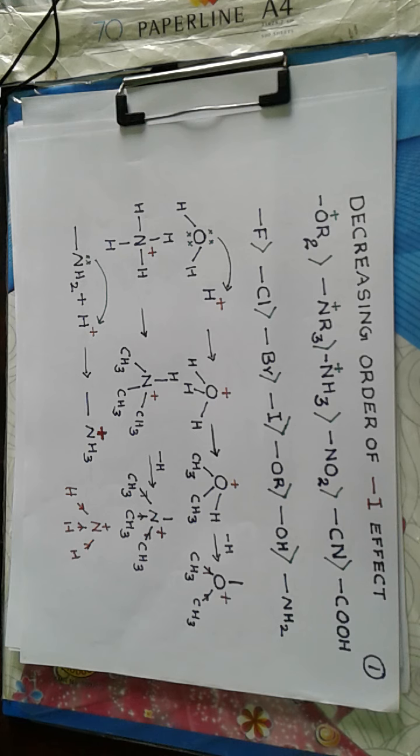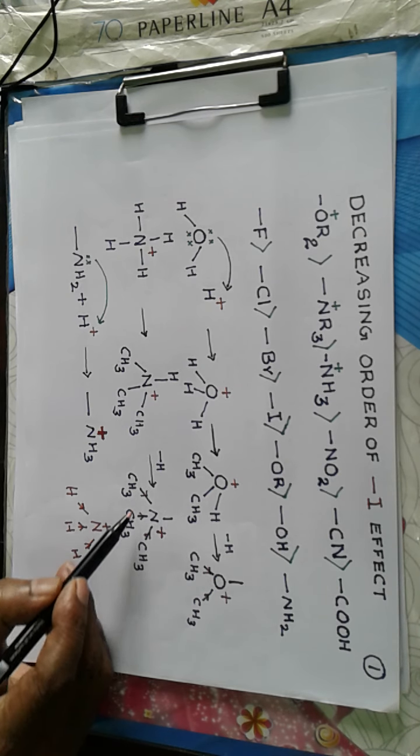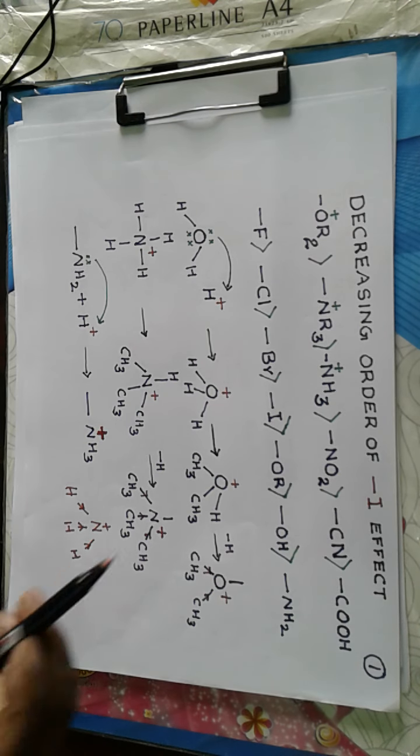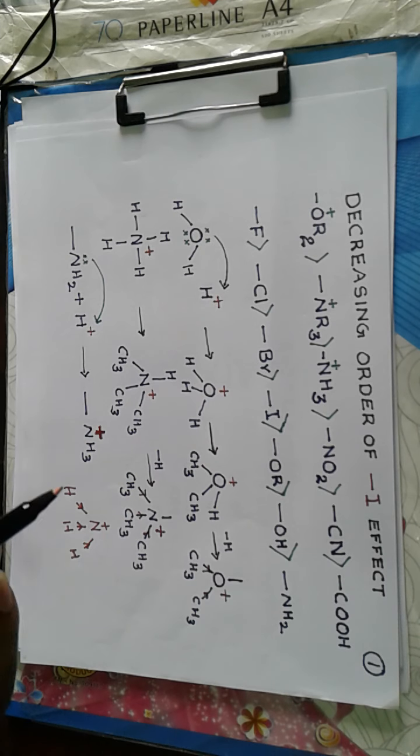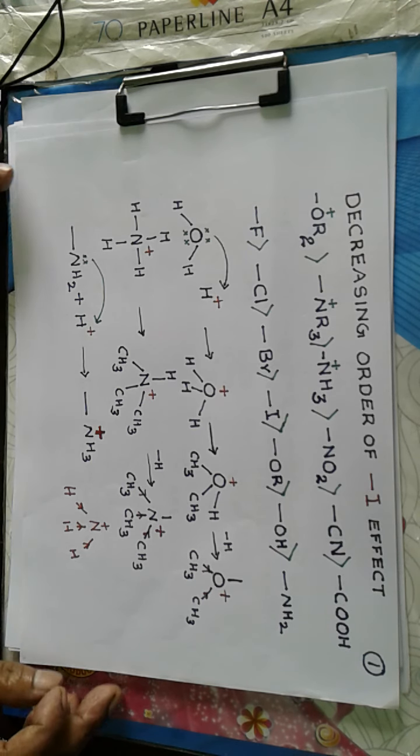the neutralization of partial positive charge is very much higher than in the case of N(CH3)3 positive. So it shows a lesser electron withdrawing character than NR3 positive, and that is mainly due to the high electronegativity of carbon, that is 2.5 over hydrogen, which is 2.1.